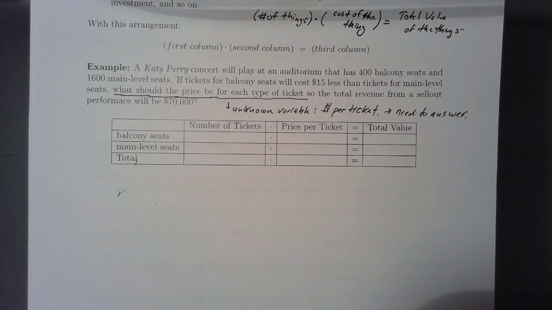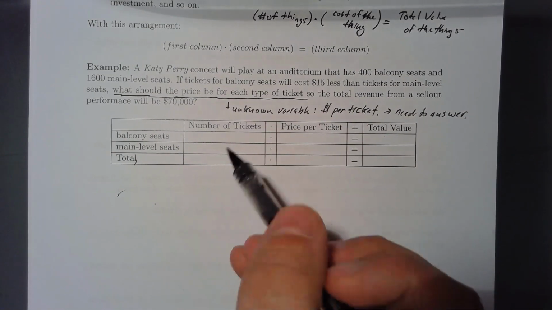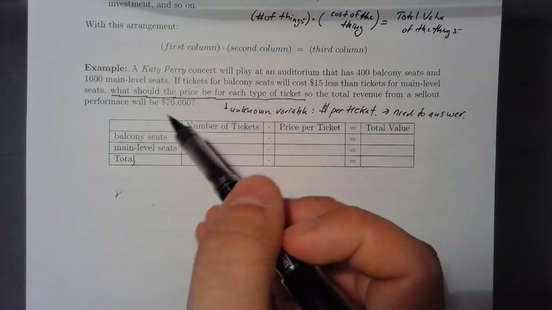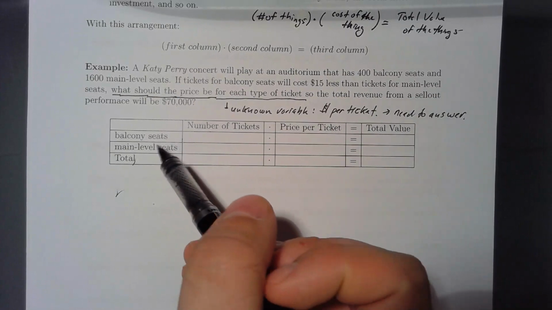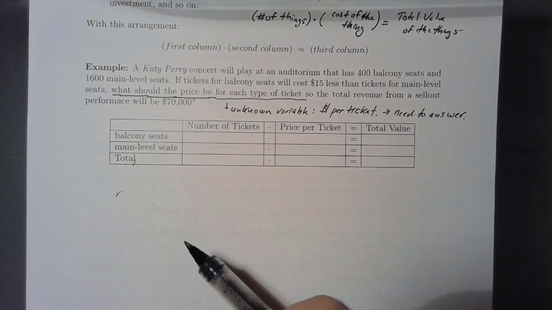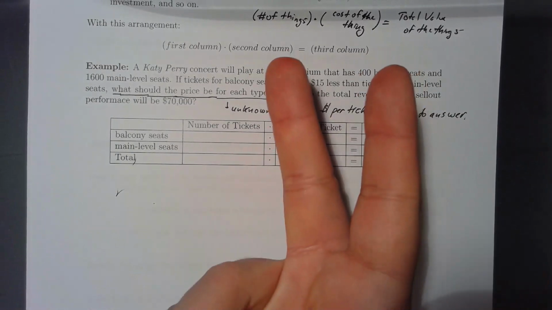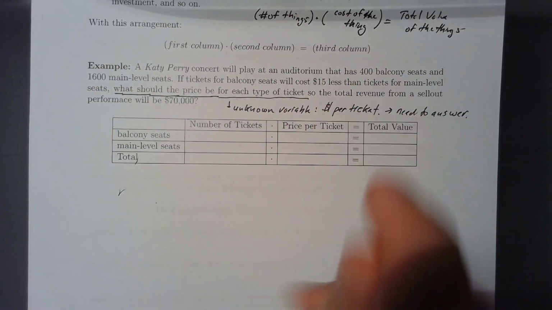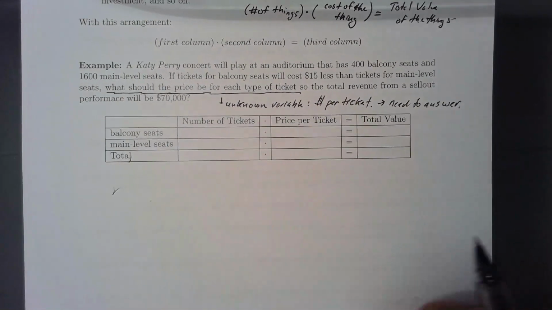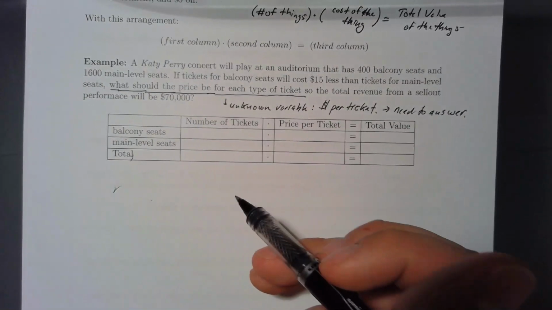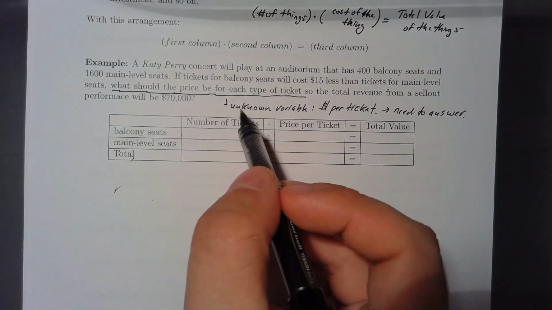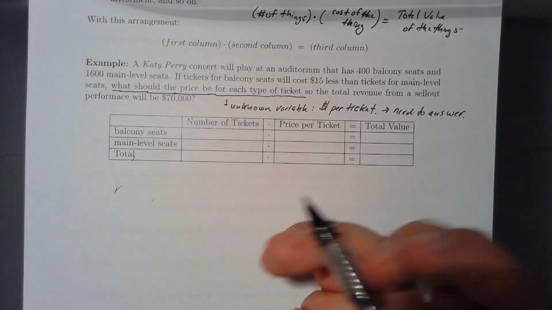So now that I've identified what it is I'm trying to find, I'm going to define those variables. If you notice in this problem, I have 2 different types of tickets. I have balcony seats and main level seats. So I'm going to have 2 different variables for each type of ticket. I'm going to define some variables for the unknown, but I have 2 types of the unknown, so I have to define a variable for each.